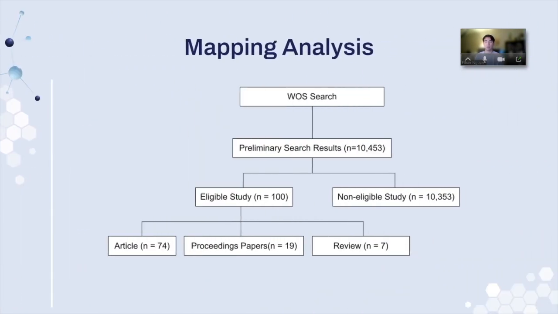Next, I'll be talking about the mapping analysis and the distribution of studies from our Web of Science search. From our initial Web of Science search, our preliminary search resulted in 10,453 studies. From these 10,453 studies, the top 100 most cited articles were deemed eligible, while the other 10,353 articles were deemed non-eligible. From these 100 eligible studies, 74 are articles, 19 are proceeding papers, and 7 are reviews.